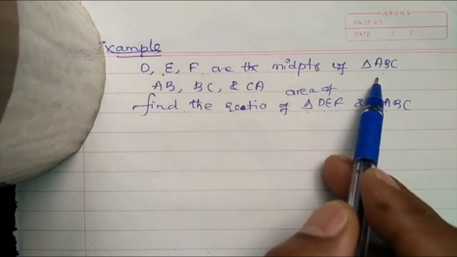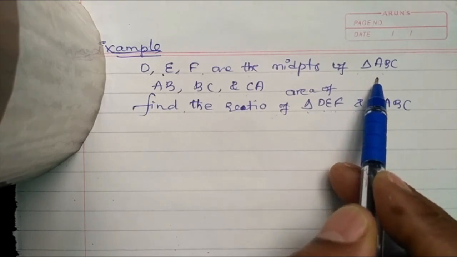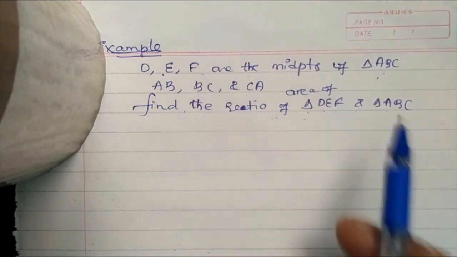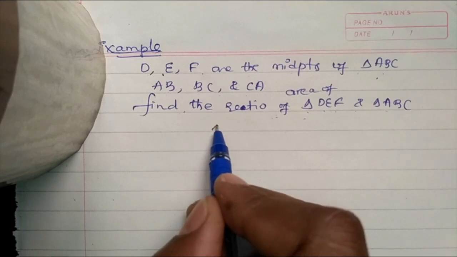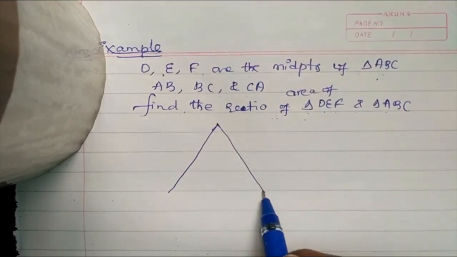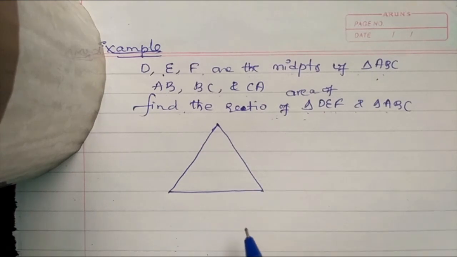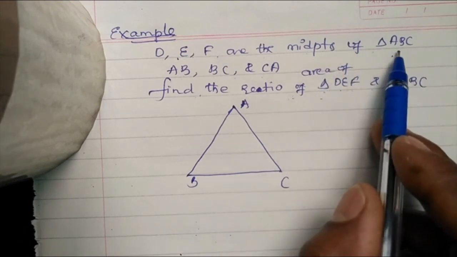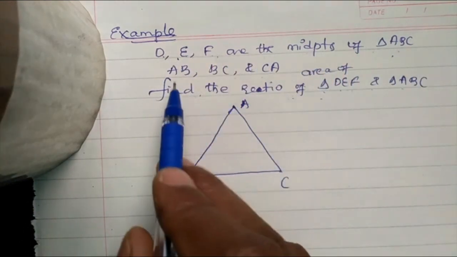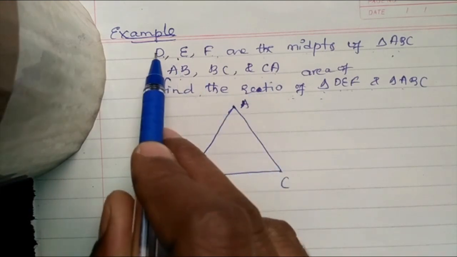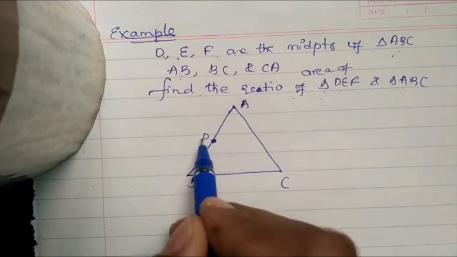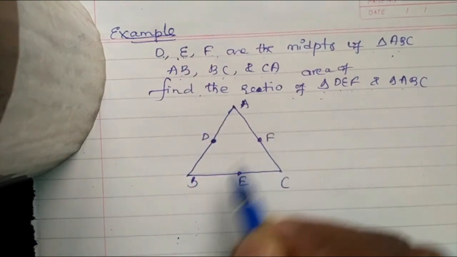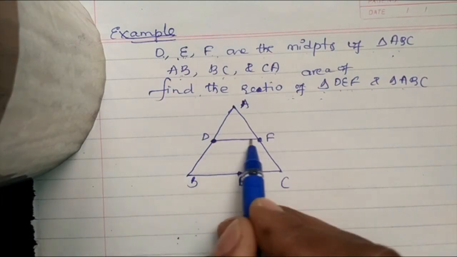DEF are the midpoints of triangle ABC. These three are the midpoints of AB, BC, CA. Find the ratio of areas of these two triangles. So let us draw one convenient diagram for the given question. There is no diagram for this question. We will draw. First, let us take ABC. ABC is a triangle they have given. In this triangle, DEF are midpoints of AB, BC, CA. So AB midpoint is D, E is the midpoint of BC, and F is the midpoint of AC. So let us join all the three midpoints.